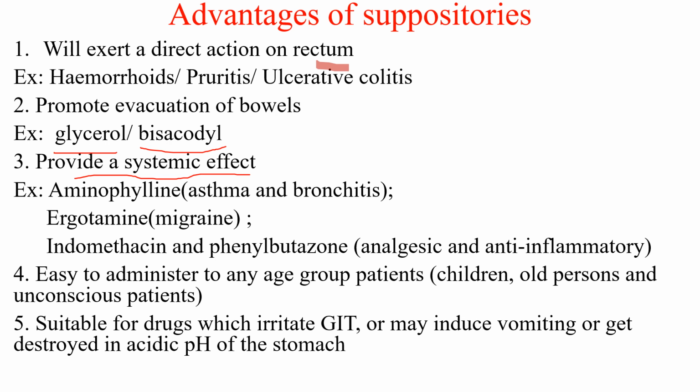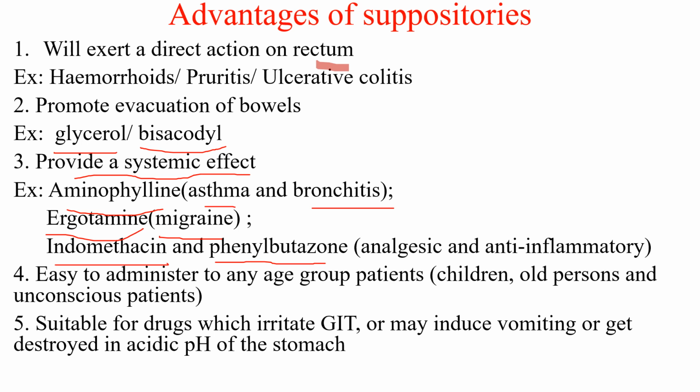Now the other advantage is that these suppositories provide a systemic effect. Systemic effect means that when the drug is given in the form of a suppository, it is released into the blood and relieves the symptoms immediately. Example, in the case of asthma or bronchitis, drugs like aminophylline are given as a suppository. In conditions like migraine, a drug like ergotamine is given as a suppository. For analgesic or anti-inflammatory needs, when pain is there, you can also give drugs like indomethacin and phenylbutazone as a suppository.